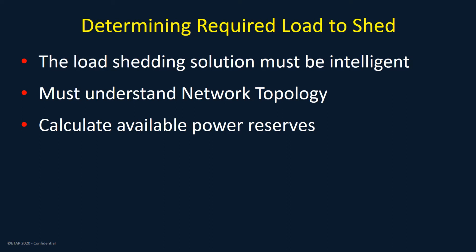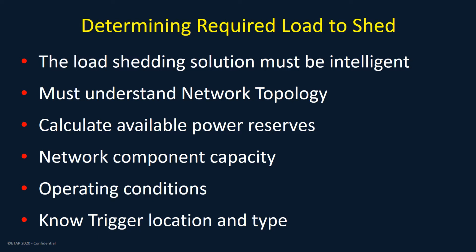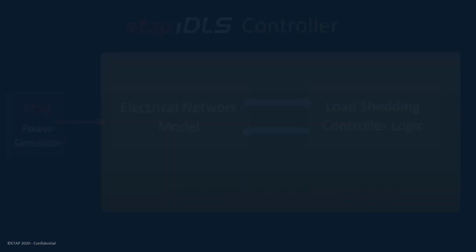With DER in the mix, power reserves must also be calculated to minimize impact in the system. Network component capacity must be monitored as well. With the rapid changes in the networks, demand increase or the drop of DER generation can be overlooked and devices can be overloaded. Real-time operation visibility is a must to understand how much to drop and where to drop it. The location of the disturbance as well as its type must be known to make intelligent decisions.